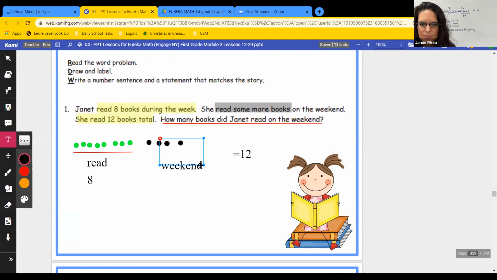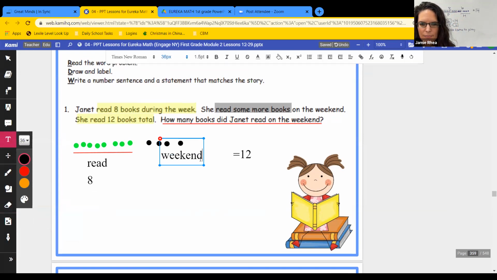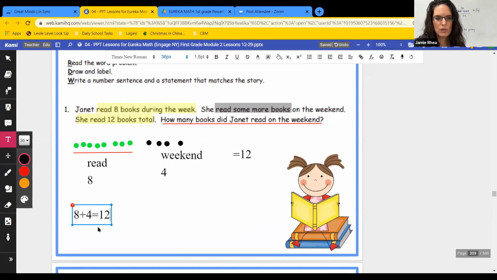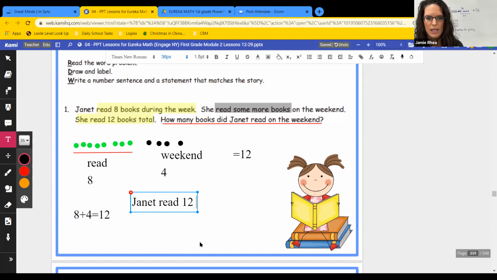Now, how many did we have over the weekend? 4. So now we can say 8 books she read during the week plus 4 books she read on the weekend equals a total of 12 books. Now, are we done? Nope, because now we have to write our statement. Janet read 12, or not 12 books, but 4 books on the weekend.